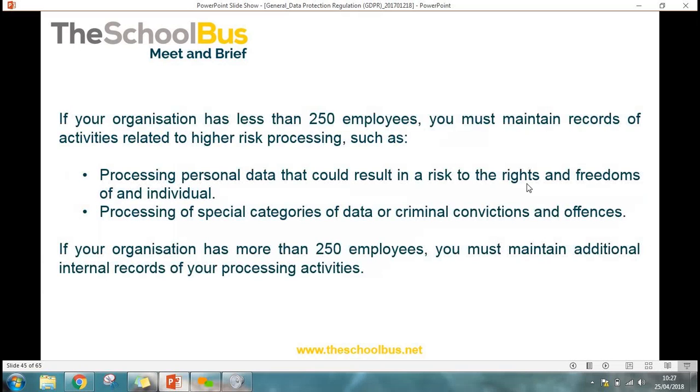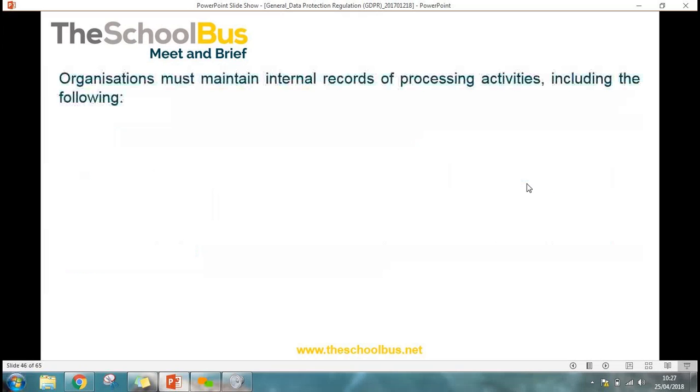There are a number of thresholds here, and these will apply particularly to multi-academy trusts. If your organisation has fewer than 250 employees, you must maintain records of higher-risk processing activities, and they're on the screen. None of those are particularly special or unexpected. But if your organisation has more than 250, you have to hold additional internal records over and above what you would do as a normal organisation.